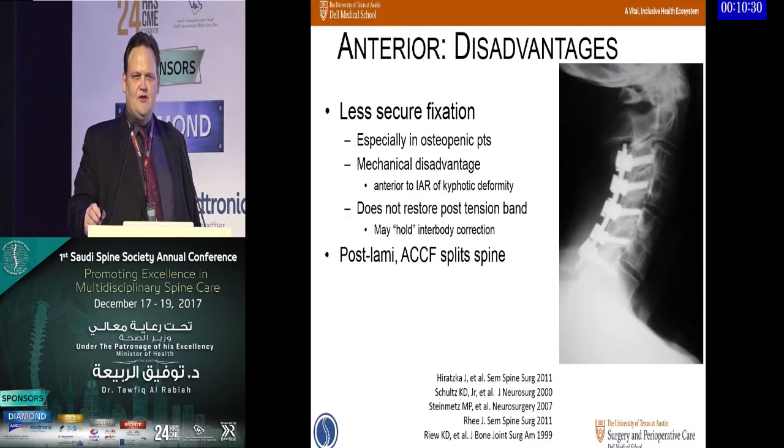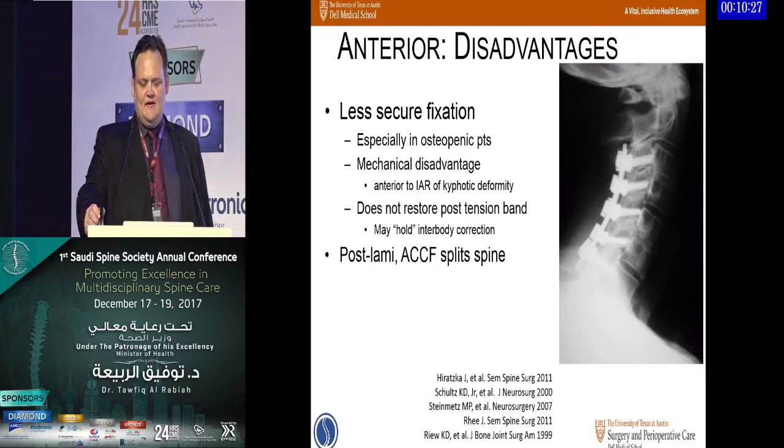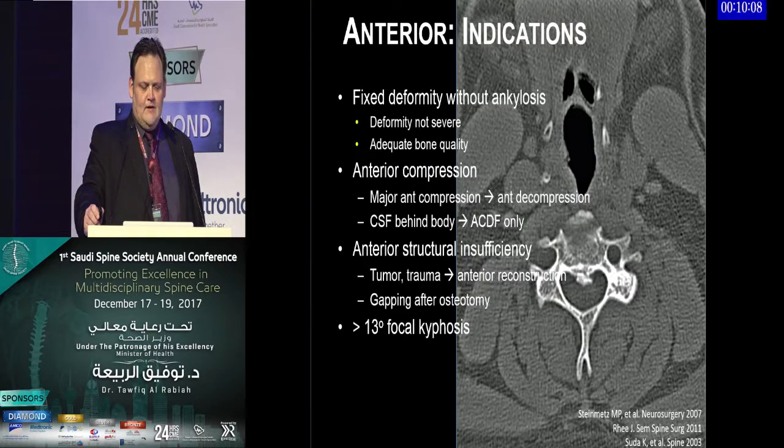The disadvantages are, of course, that the fixation in the cancellous vertebral body is less secure than posterior fixation, especially in osteopenic patients. And there's the mechanical disadvantage of all your fixation being anterior to the instant axis of rotation of the spine. It does not restore the posterior tension band that's often missing, especially in previous laminectomy patients. So typically an all anterior approach is indicated in patients that have a fixed deformity that's not particularly severe and not ankylosed with good bone quality.